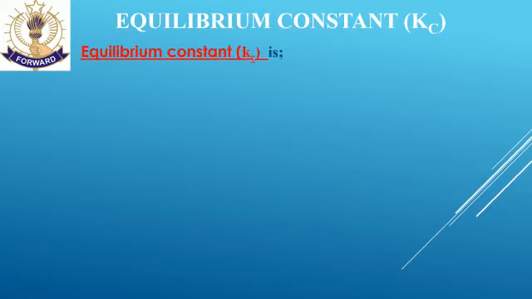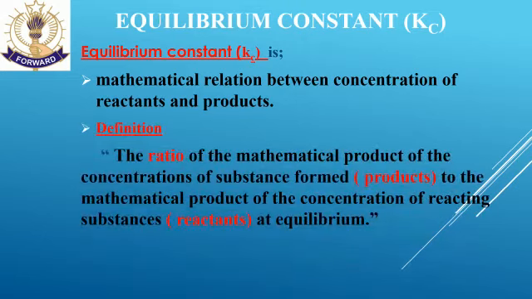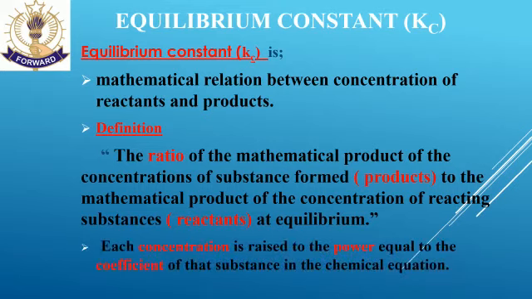Now, what is chemical equilibrium constant? Chemical equilibrium constant is actually a mathematical relation between the concentration of reactants and products. So how can we define it? It is actually the ratio of the mathematical product of concentration of products to the mathematical product of concentration of reactants at equilibrium. Each concentration in a chemical equation is raised to the power which is equal to the coefficient of that substance present in a chemical equation.